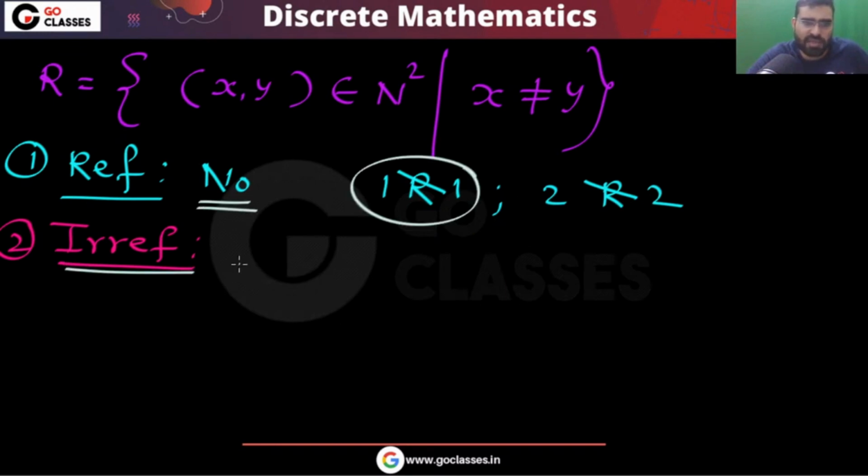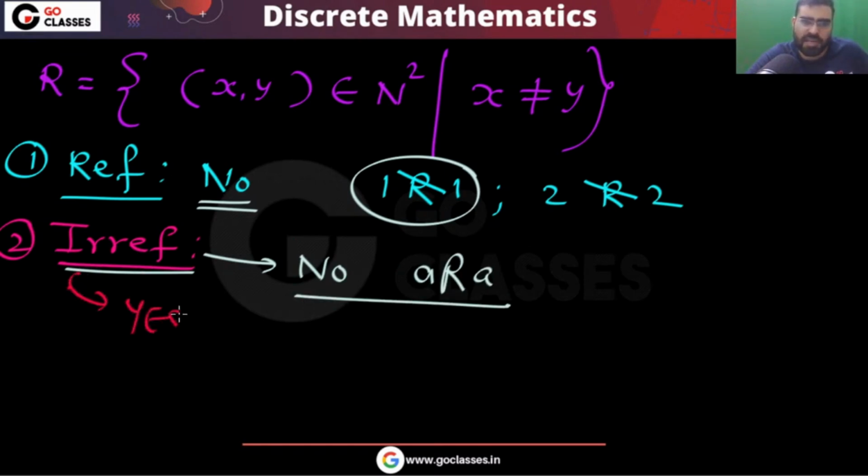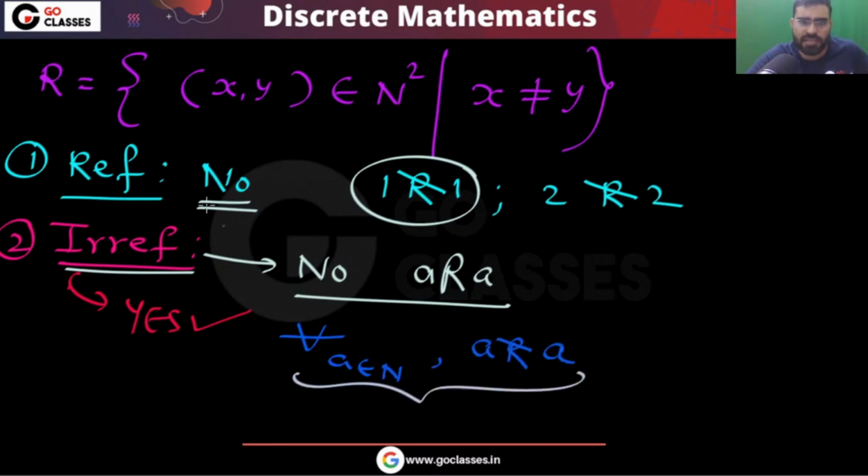Is this irreflexive? Irreflexive says that no element A is related to A. So no element is related to itself. Yes, this is irreflexive. In this relation, for all natural numbers, A is not related to A. So I can say that this relation R is irreflexive because no element is related to itself.